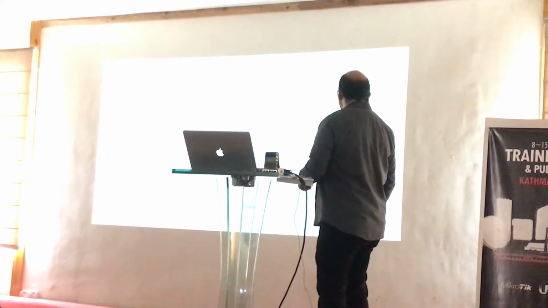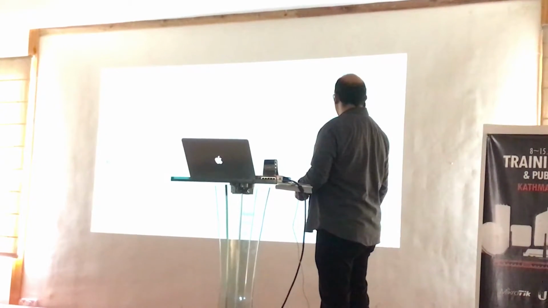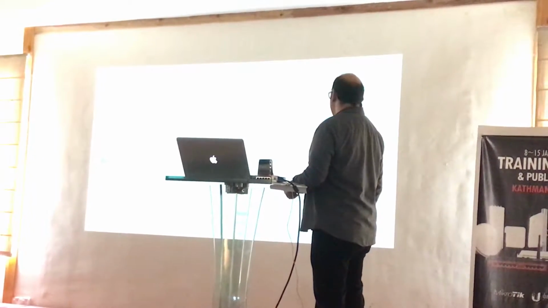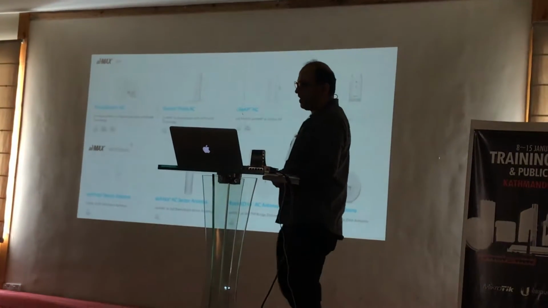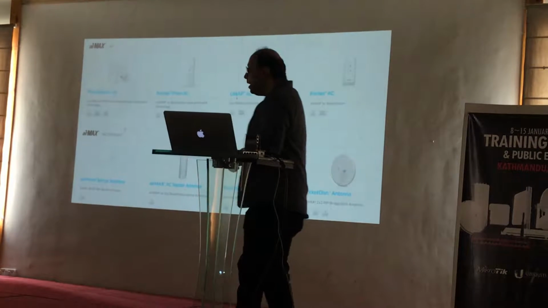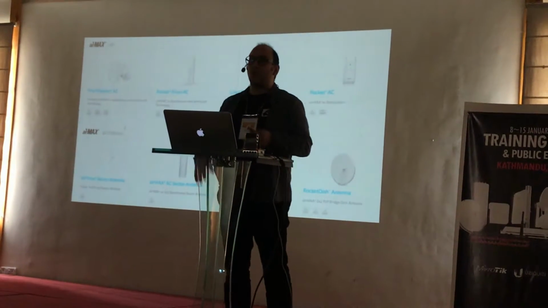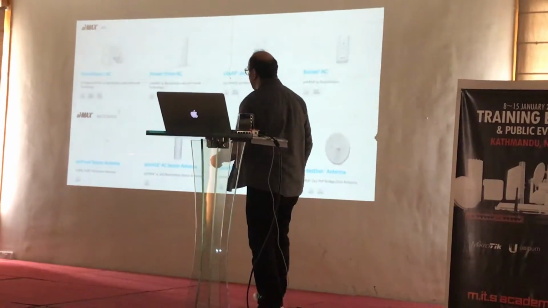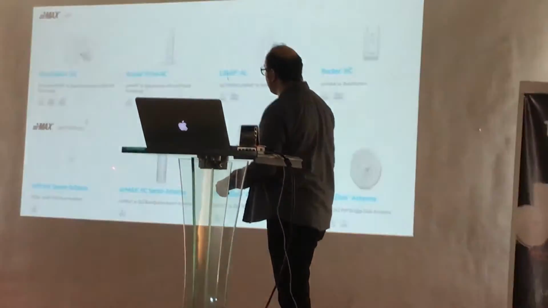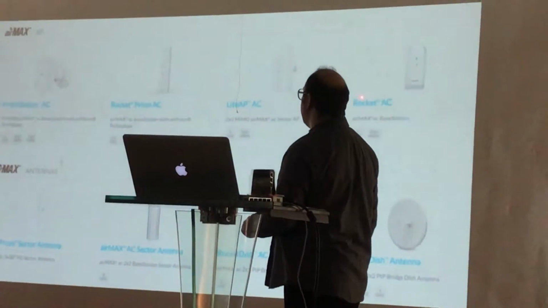And these are the dishes. If you want to use AirMax products in a point-to-point link, then you need to use dishes. This is for the AC product, and this is for all legacy products. And if you want to use these products for the access point of a point-to-multipoint network, then you need to use sector antennas. These are sector antennas for Rocket Prism AC or Rocket AC.